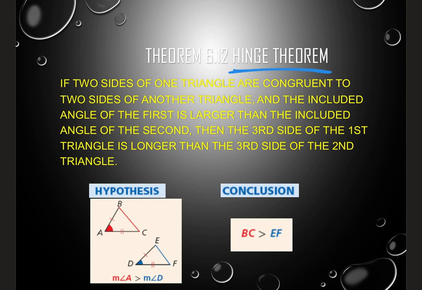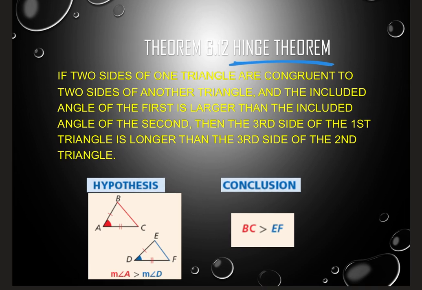It says if 2 sides of one triangle are congruent to 2 sides of another triangle, so you have to have 2 sides in each the same, and the included angle of the first is larger than the included angle of the second, then the third side of the first is longer than the third side of the second.